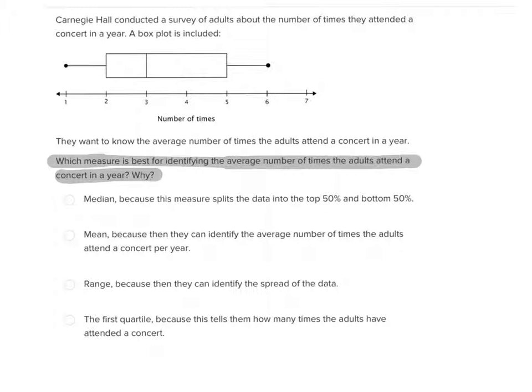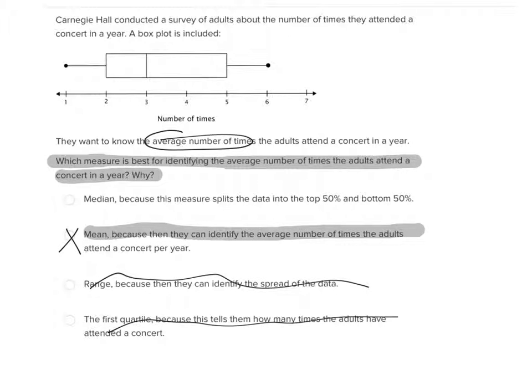So the median is just the middle number. Doesn't necessarily mean that it's the average. The mean. The mean is an average. The mean is the best way to get the average because then they can find the average number of times the adults attend a concert per year. That's the one that's the correct answer. If you're looking for an average number, you want the mean. The range, it just shows the highest and lowest. First quartile shows the lowest fourth, so it's not going to be either one of these.